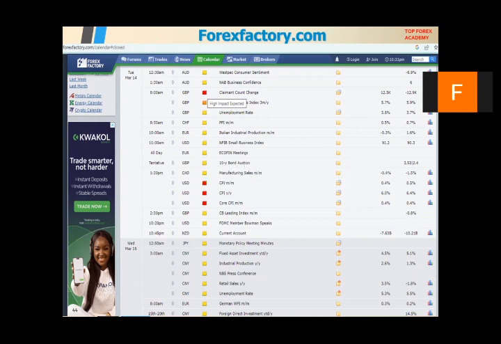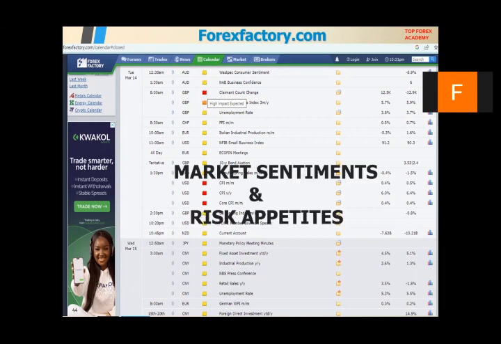A fourth point in the ways in which you do your fundamental analysis is market sentiment and risk appetite. Market sentiment shifts due to economic data that you can get on Forex Factory and other places, global news, and investor perception in the following ways. Some investors will have sentiments like risk on versus risk off.